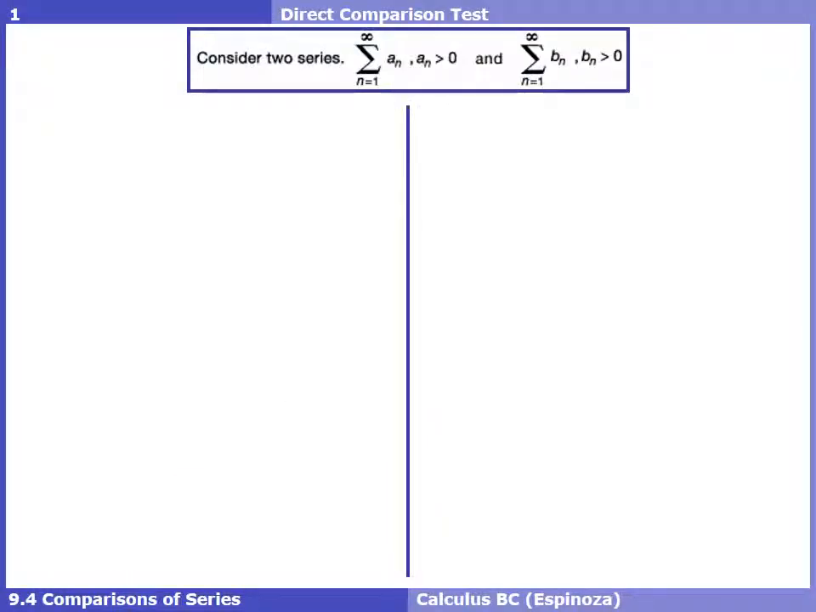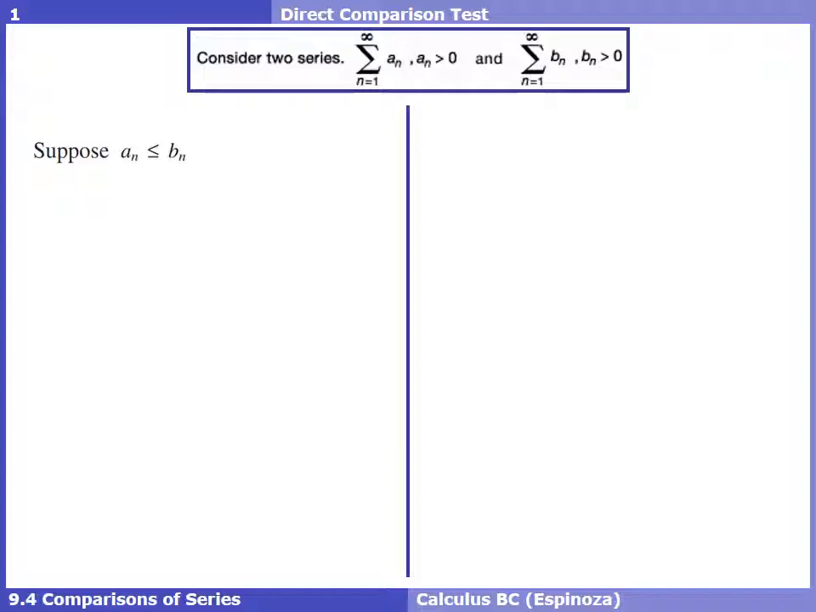Okay, the first of the two comparison tests that we're going to look at is called the direct comparison test. And with this test, of course, we need two infinite series so we can compare them. So we're going to consider two series, A, which is positive, and B, which is also positive. There's two outcomes that can happen with this direct comparison test. In the first, we have to suppose something about this A and B infinite series. The A infinite series is going to have to be smaller than the B infinite series.